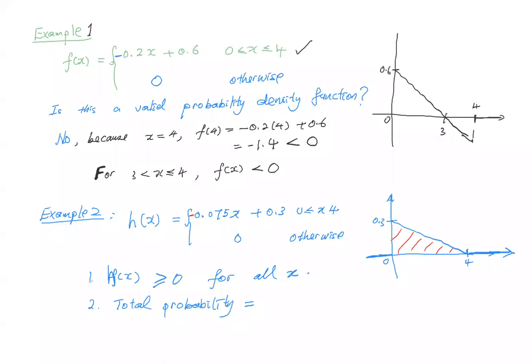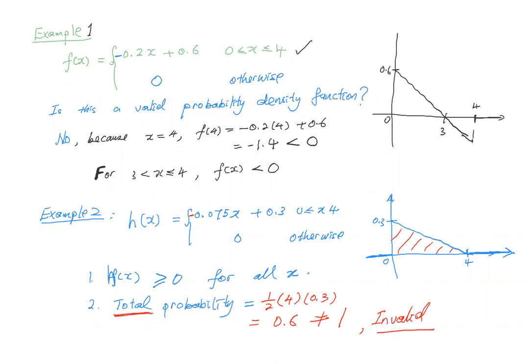So now I count the area. Half base times height. So I got 0.6, not equal to 1. So valid or not valid? Not equal to 1, right? Not valid. Total probability must be 1. Now I don't get equal to 1. I say invalid. So invalid. So now you understand? Okay.